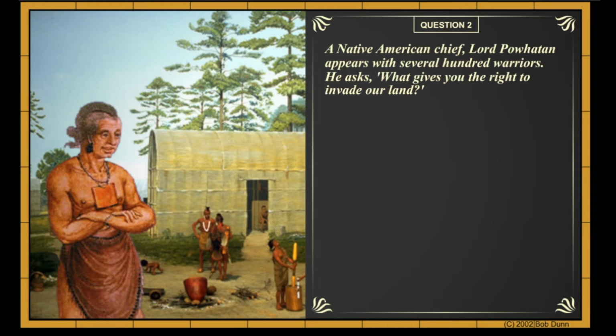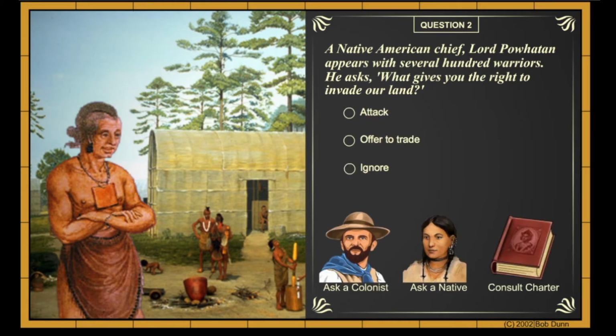A Native American chief, Lord Powhatan, appears with several hundred warriors. He asks, what gives you the right to invade our land?